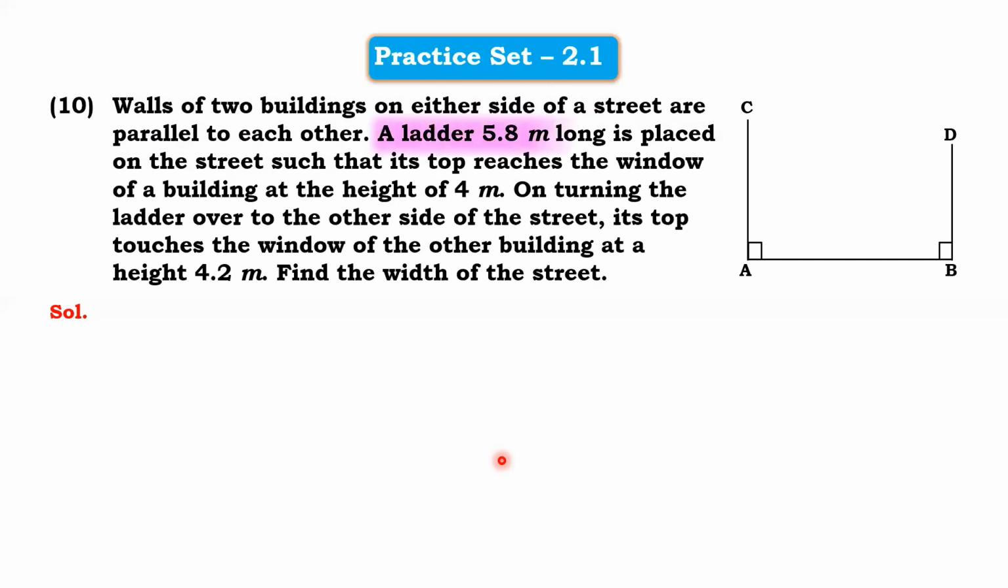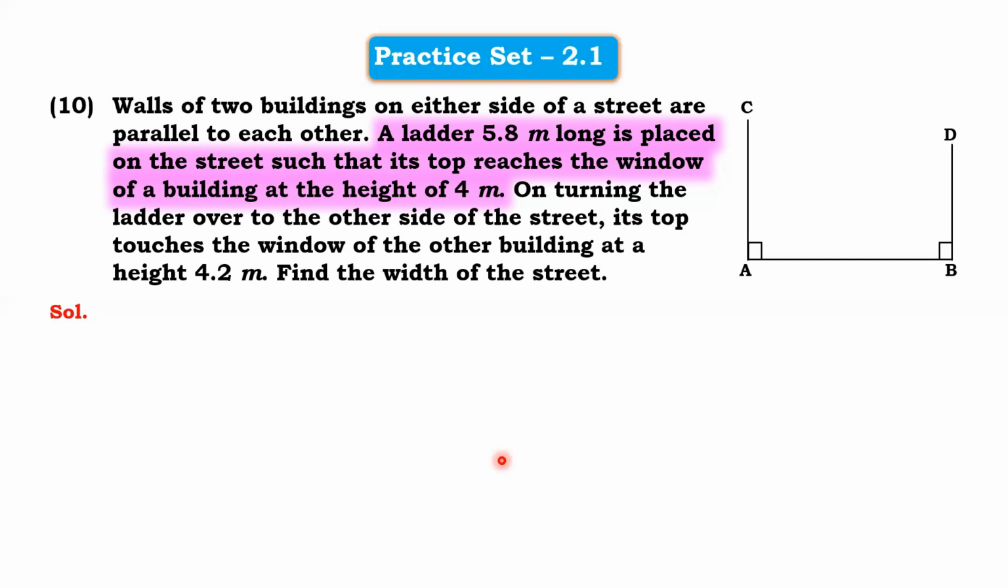Further, what they have said, a ladder 5.8 meter long is placed on the street such that its top reaches the window of a building at the height of 4 meters. So here, students, we don't have to consider the entire building. We just have to consider the information with respect to the question. Now here, there is a ladder on the street, and that ladder is leaning on the first building. Any building we can consider as first.